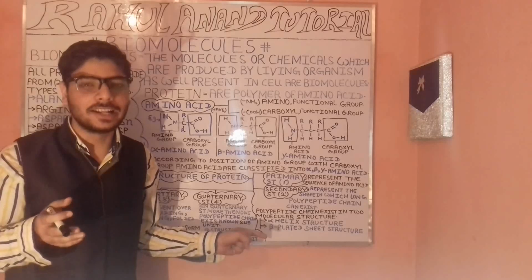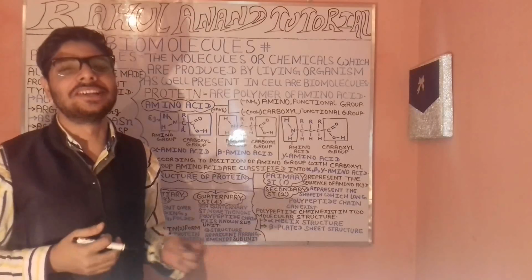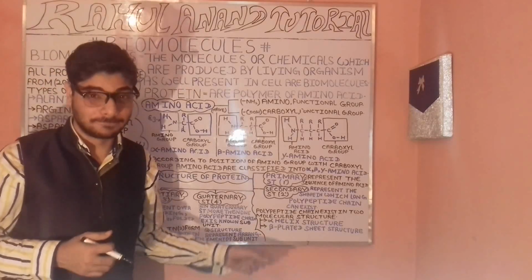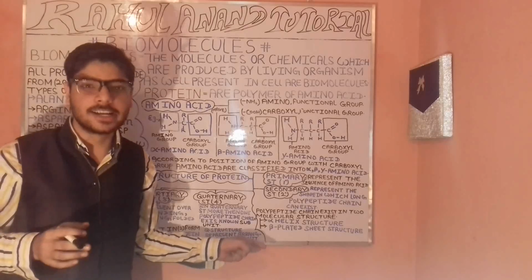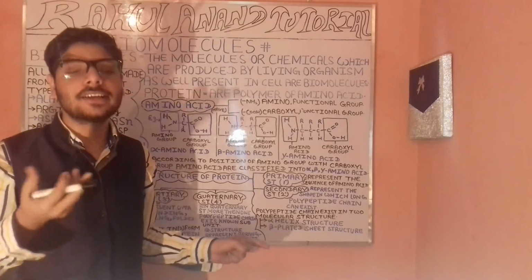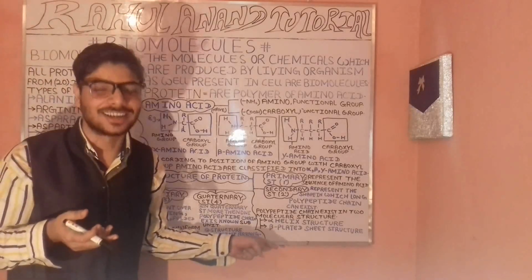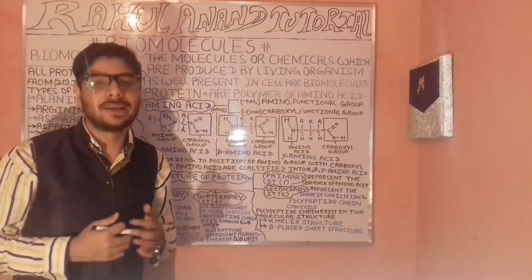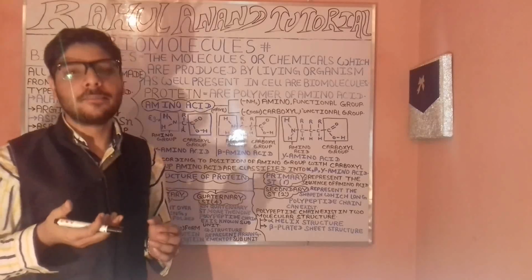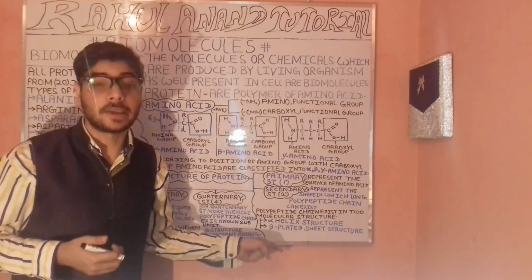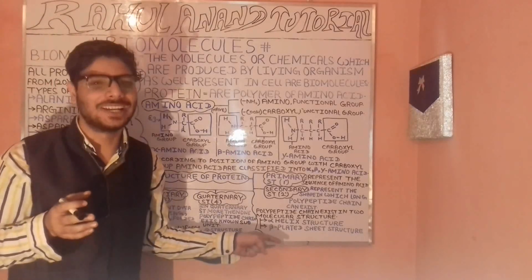So it represents the sequence of amino acids. Fine. Now after that you have the secondary structure. So what does the secondary structure represent? Amino acid. Then in the second you have the secondary structure, which represents the shape in which the long polypeptide chain can exist.